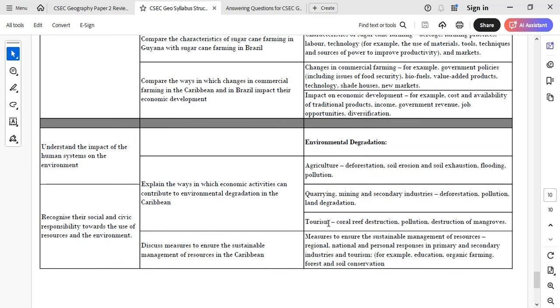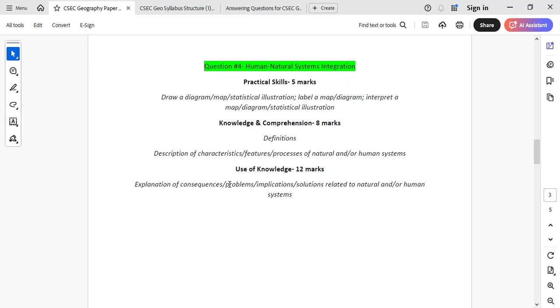So they can be relatively easy questions, but they could also be very technical depending on how they bring the question and what topics they're asking. But just like in question 3, in question 4, again, first 5 marks, practical skills. They can give you a diagram to draw, or a sketch map to draw, or an illustration to interpret or draw or label. They can ask you definitions. What is pollution? What is environmental degradation? Or they can ask you a technical question from Section B, or even Section C, once it is related to the concept that they're going to test you further on. Use of knowledge.